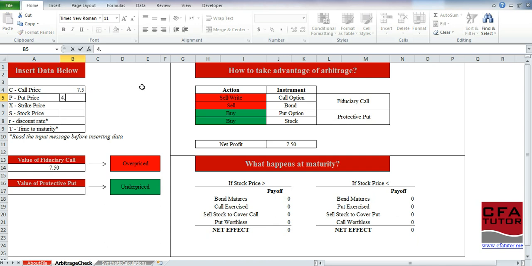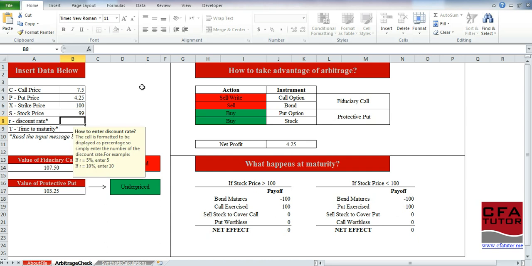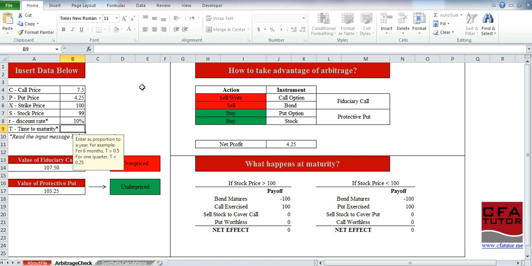So if we enter 4.25 for the put, we enter a strike price of 100, we enter the stock price of 99. The discount rate is already formatted to be included as a percentage, so all you'll have to do is enter 10 over here. And then finally we have the 6 months, which is represented as a fraction of a year as 0.5. This being said, now we actually have a misbalance in the equation.